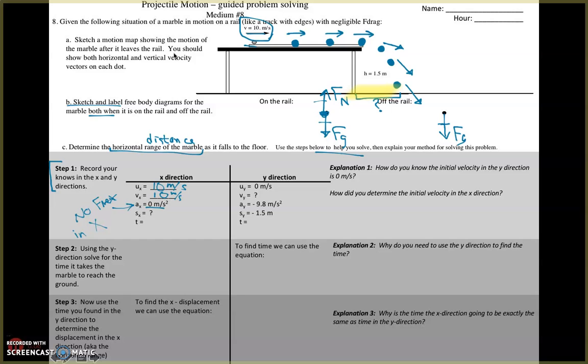However, in the y direction, that's not the case. We know that the initial velocity in the y direction is 0 meters per second. And how do you think we know that?